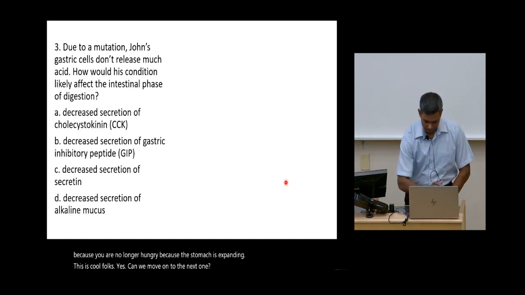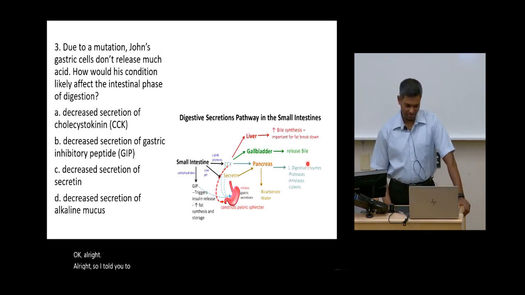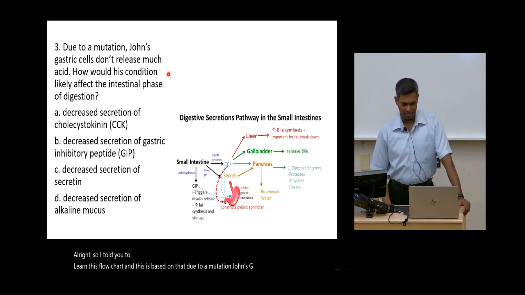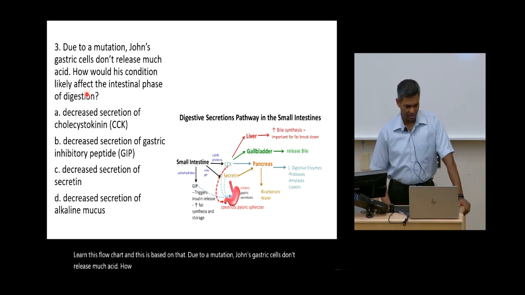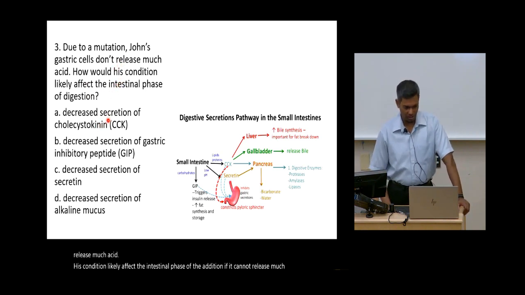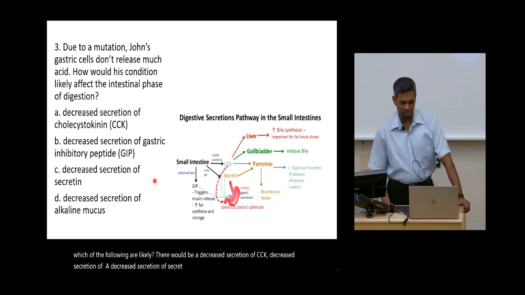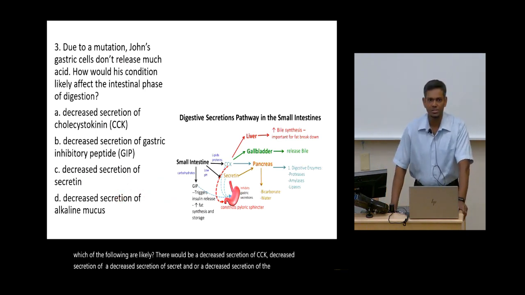Okay, all right. So I told you to learn this flowchart, and this is based on that. Due to a mutation, John's gastric cells don't release much acid. How would his condition likely affect the intestinal phase of digestion, right? If it cannot release much acid, which of the following are likely? There would be a decreased secretion of CCK, a decreased secretion of GIP, a decreased secretion of secretin, or a decreased secretion of the alkaline mucus. A, B, C, or D?